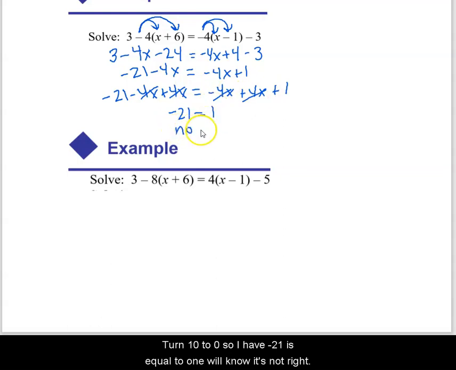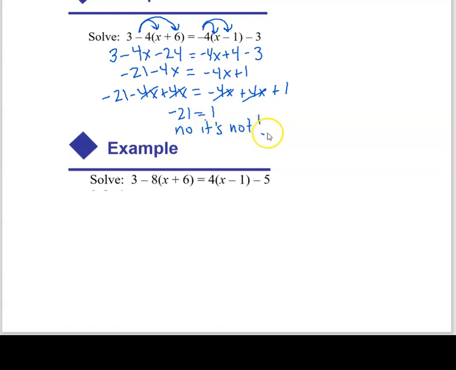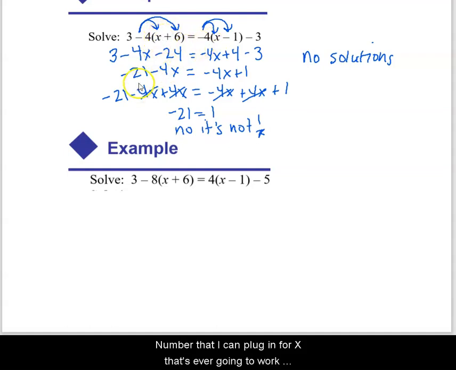Well, no, it's not, right? Okay, so this one has no solutions, which means there's no number that I could plug in for x that's ever going to work, okay? Doesn't happen because this is not true.